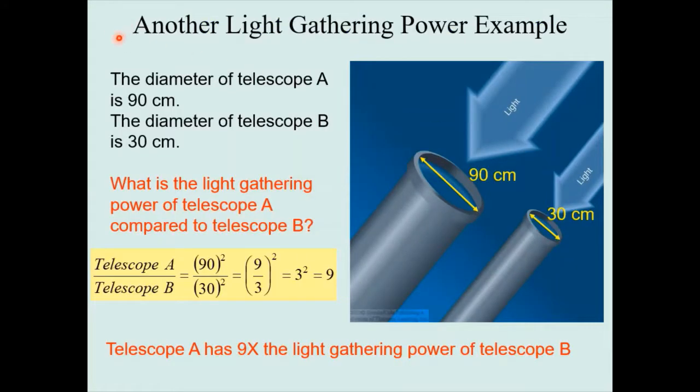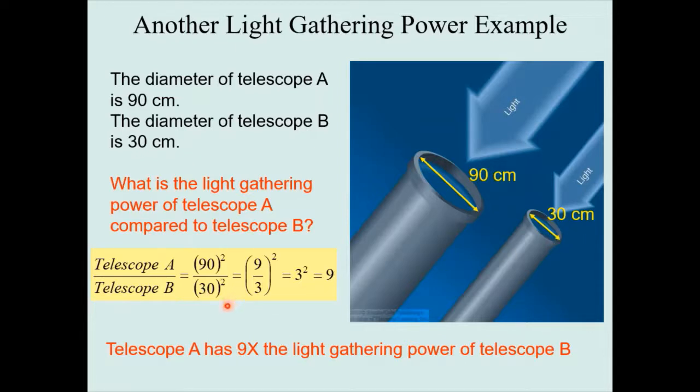Let's do another example of light gathering power. Telescope A here has a diameter of 90 centimeters. This is a much larger telescope, and the diameter of telescope B is 30 centimeters. What is the light gathering power of telescope A compared to telescope B? Again, we're going to compare telescope A's area divided by telescope B's area. As we saw in the last example, all we have to do is take the diameter, 90, and square it, divided by the other diameter, 30, squared.